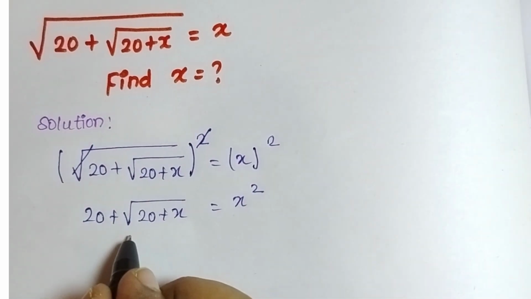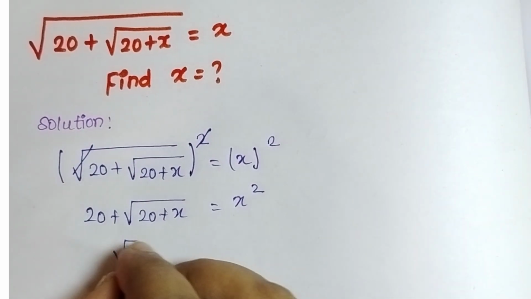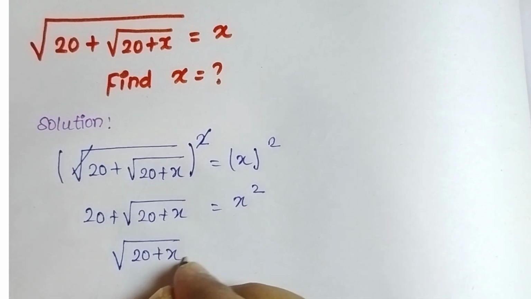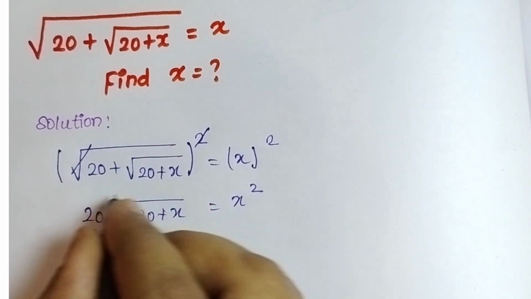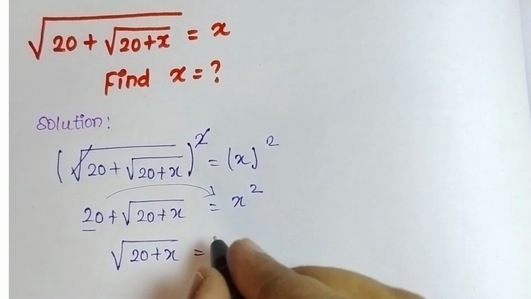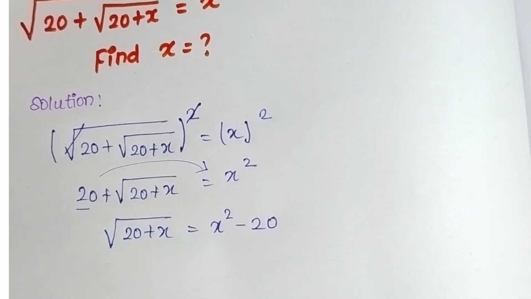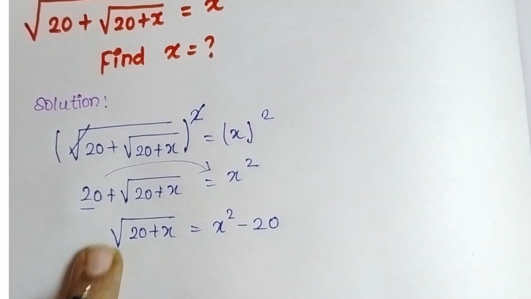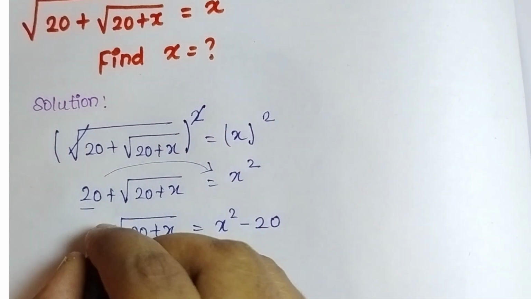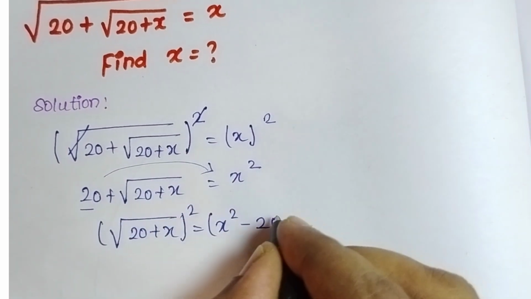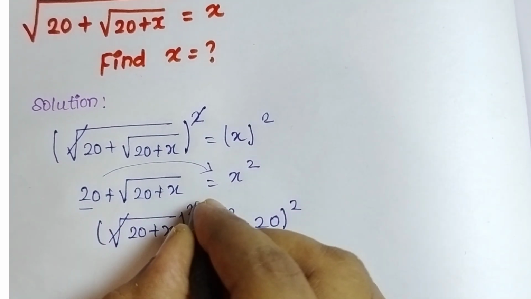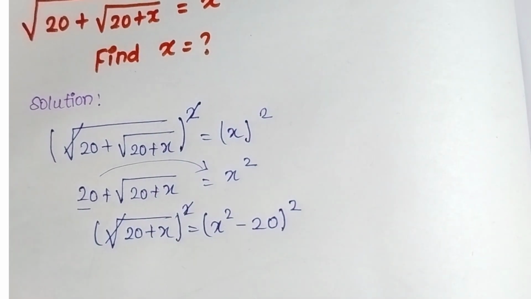I need this root alone on the left side, so I'm going to shift this 20 towards the right side. Therefore x square minus 20. Now I want to remove this root, so for that I'm going to take square on both sides again. This square and root get cancelled.